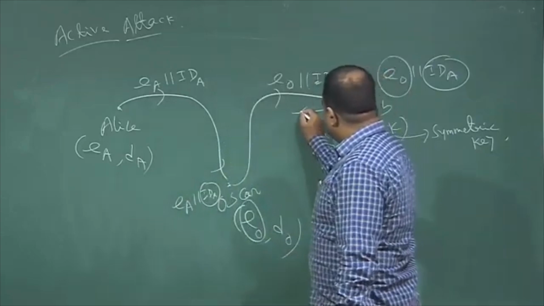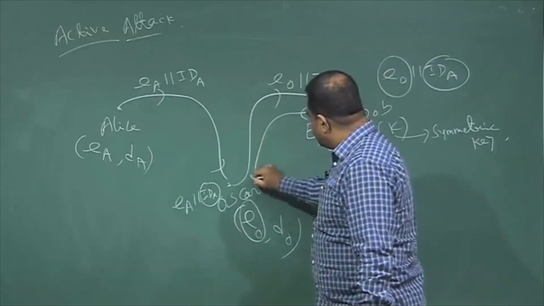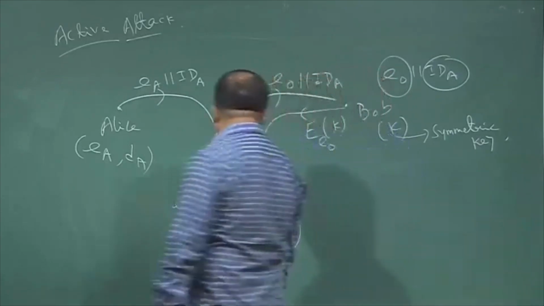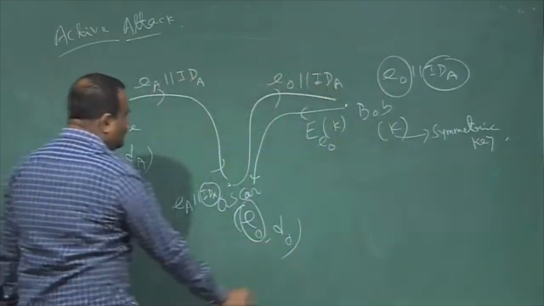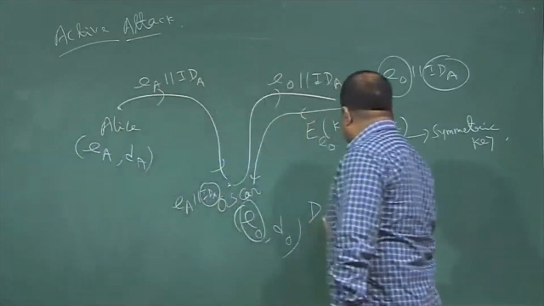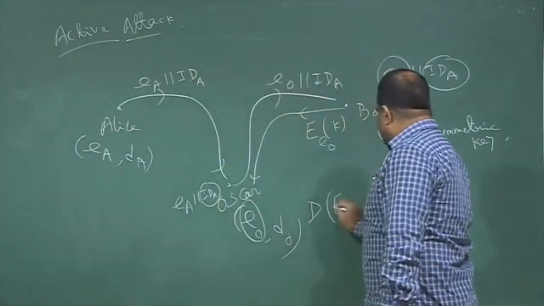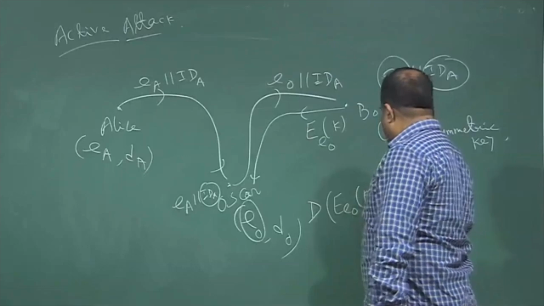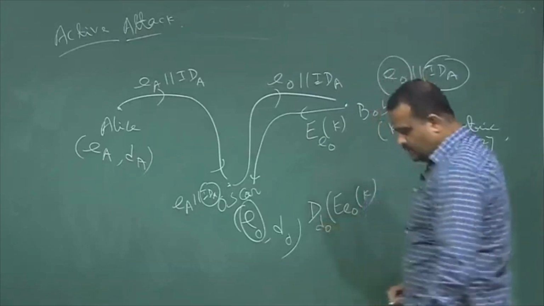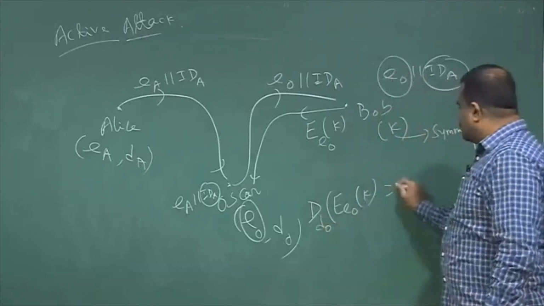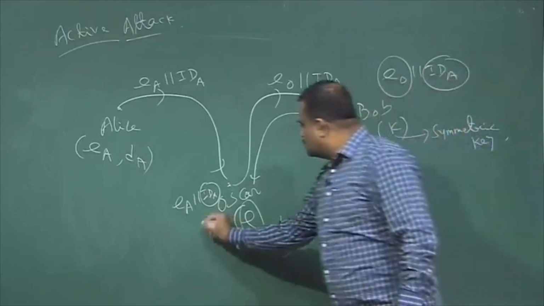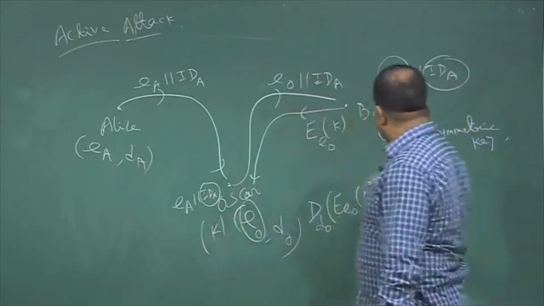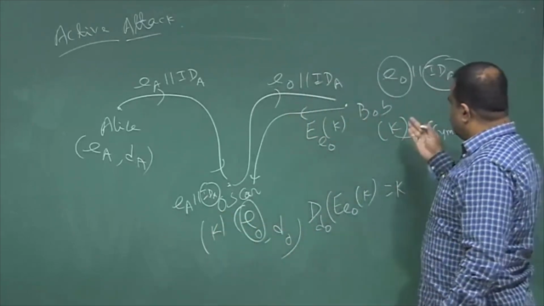So now what will Oscar do? Oscar will also take this. Now Oscar has Oscar own secret key. So Oscar will decrypt this message coming from Bob using his own secret key, or the corresponding private key. So Oscar will get K. So now Oscar also knows this K, the symmetric key which Bob has chosen.